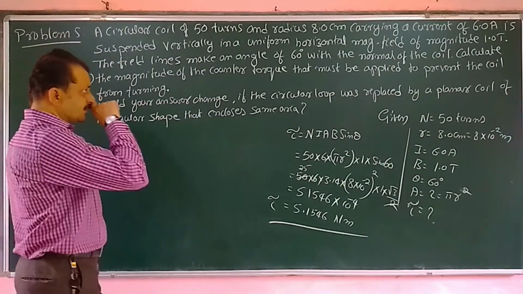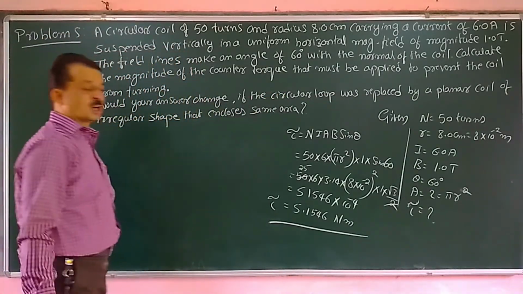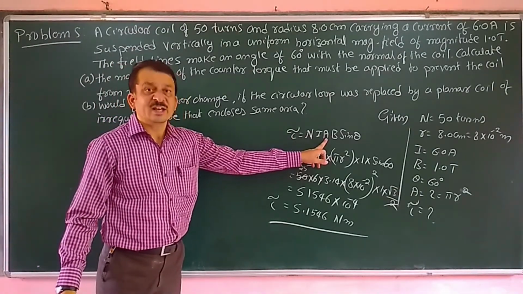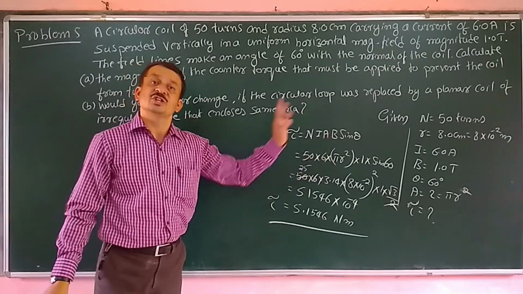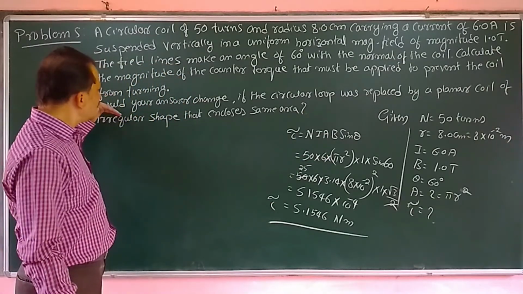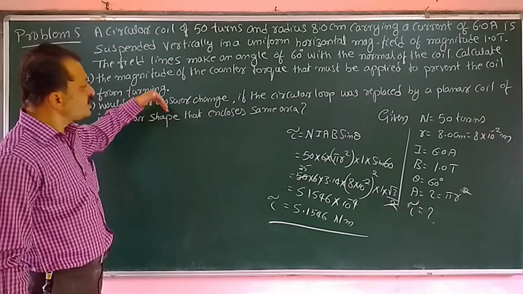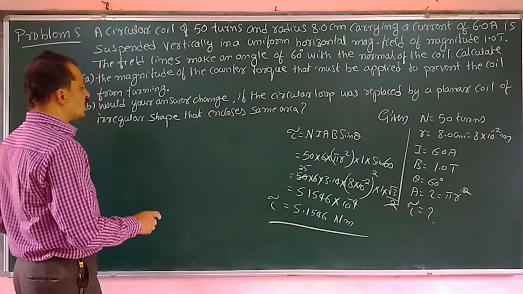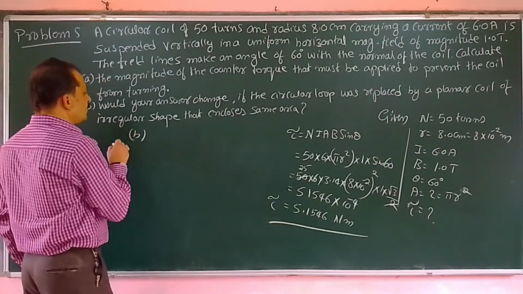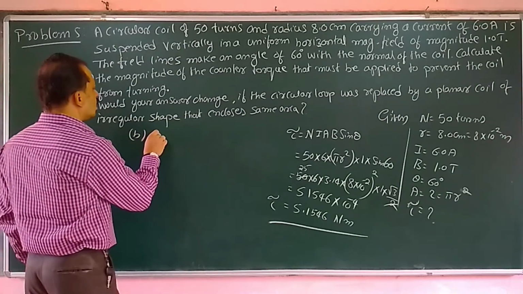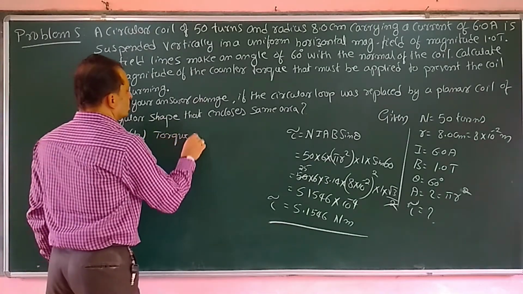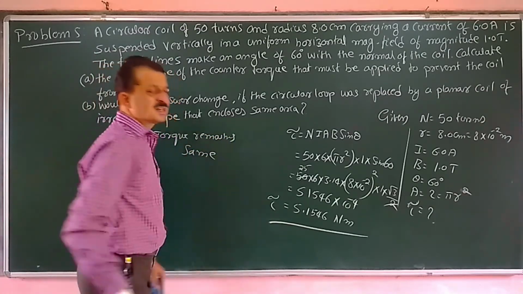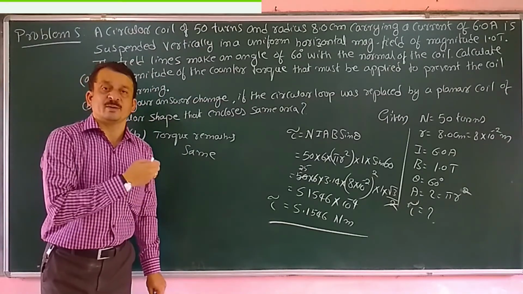Would your answer change if the circular loop was replaced by a planar loop? Look here in this expression, torque only depends on area, but it does not depend on the shape. And hence, in part B, they have given that the shape is changed, but the area remains the same. So therefore, the torque remains the same. For case B, if we change the shape, torque remains the same because it does not depend on the shape.